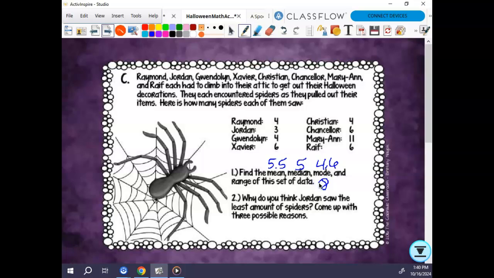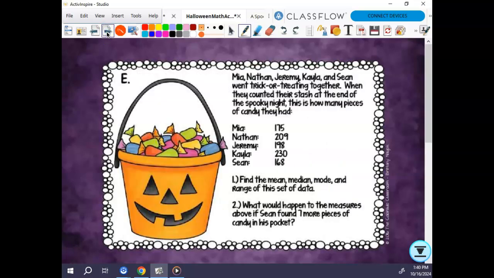All right. So this says all these people had to climb into their attic to get their Halloween decorations. They encountered spiders. Here's how many spiders each of them saw. Well, I could have seen one and gone and bought a new costume, but I'm not living in Mary Ann's house, that's for sure. Why do you think Jordan saw the least amount of spiders? He was scared. He ate them, he ran. He didn't go all the way in the attic. I'm just thinking, if I was a 5th grade teacher, can you imagine some of these answers from 5th graders? I can't even imagine what would come out of their mouths. Write a whole story.